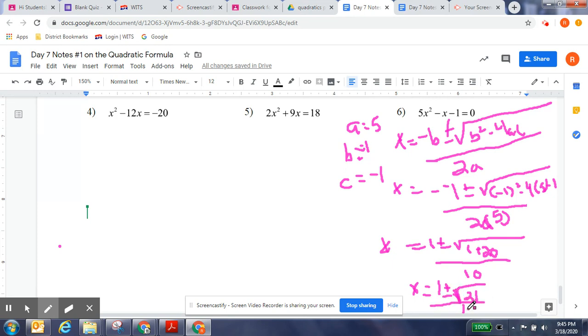over 10. Now, that does not reduce. So this is my final answer. So I would put it as a set, 1 plus or minus the square root of 21 over 10. I cannot reduce radical 21. There are no whole number square roots inside of that. And I can't factor anything out to reduce with my 10.